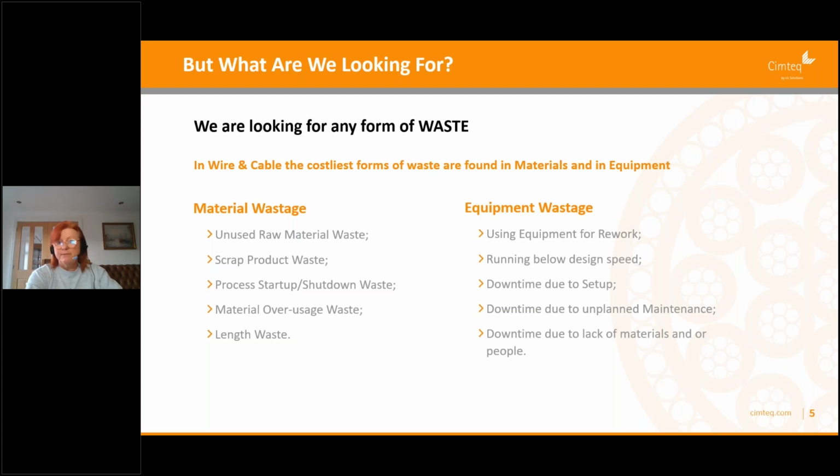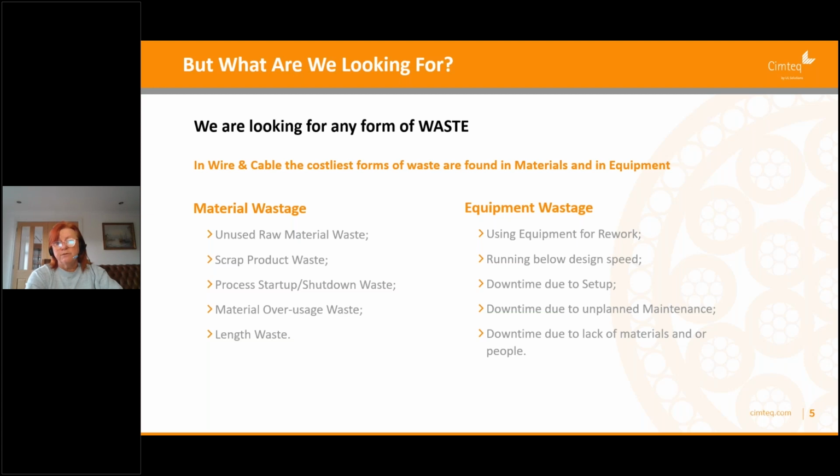Moving on to the equipment side. Again, just 5 points picked out here. The first one, using equipment for rework. This follows on from the scrap issue. If we've made some scrap or bad quality product and it has to be reworked, that product now has to go through machinery that should be used for making cable the first time around, not for rework. So it's wasting that resource when it should be producing the proper output.